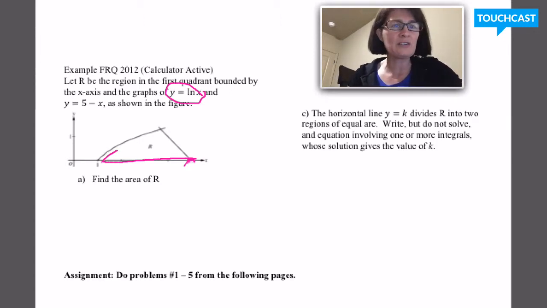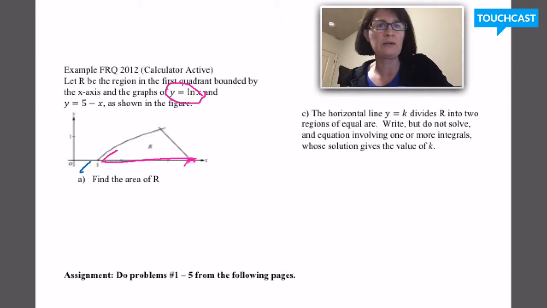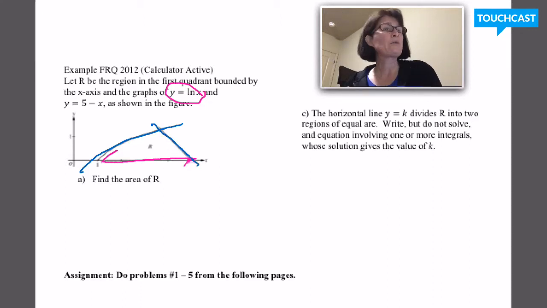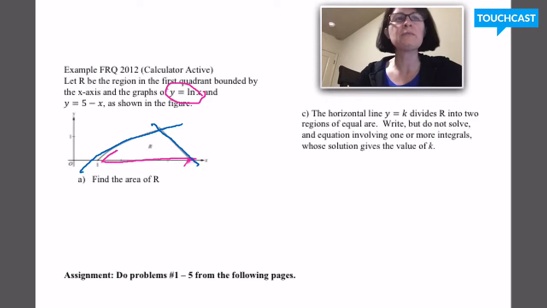My bottom boundary is all the same, but watch what happens when I try to trace the top boundary. I'm tracing along natural log. All of a sudden, my boundary turns, and I start tracing along this curve, y equals 5 minus x. So this is a lot like example 2, the one we did two different ways in your textbook.